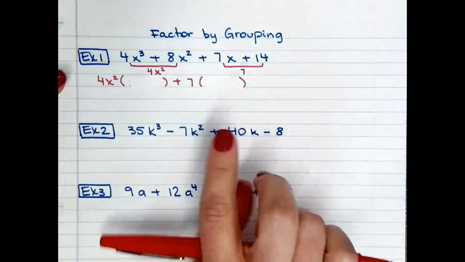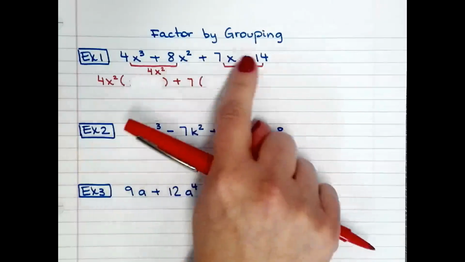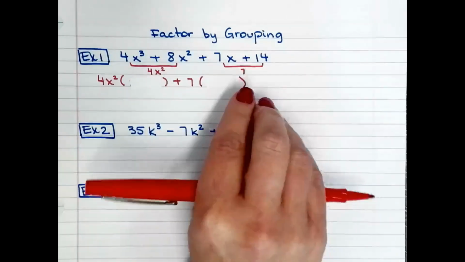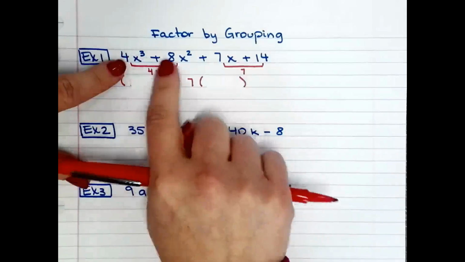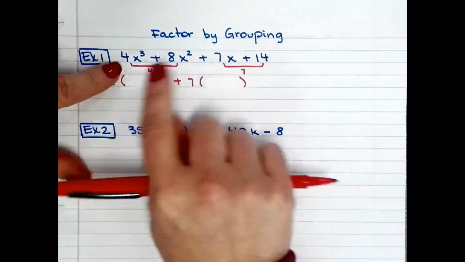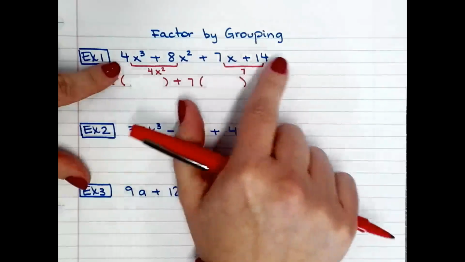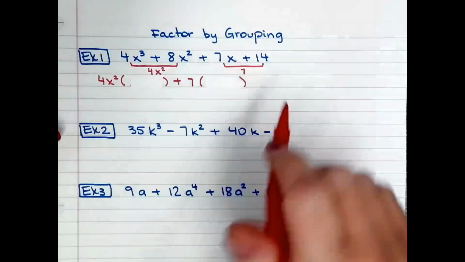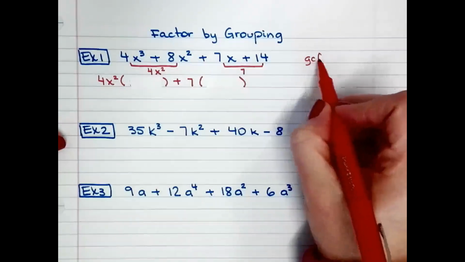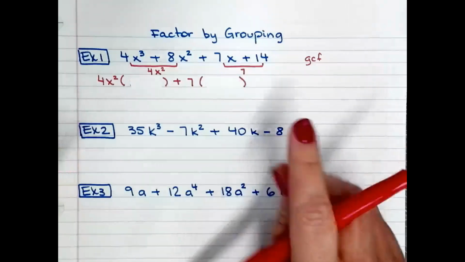By grouping. So example 1, we have 4 terms. The first thing you need to do is look for a GCF that you can divide everybody by. But here, we don't have a GCF. We can't divide everybody by x. We can't divide everybody by 2. So we don't have a GCF that I can pull out from the get-go.